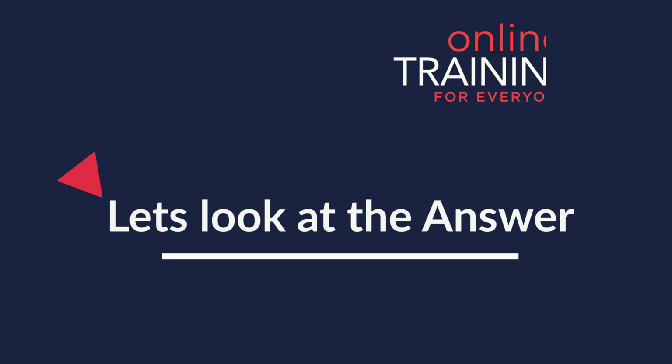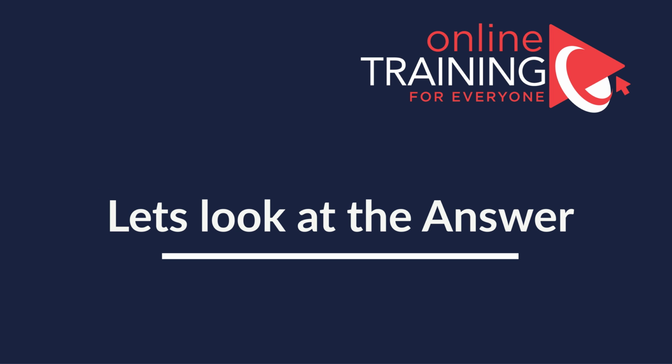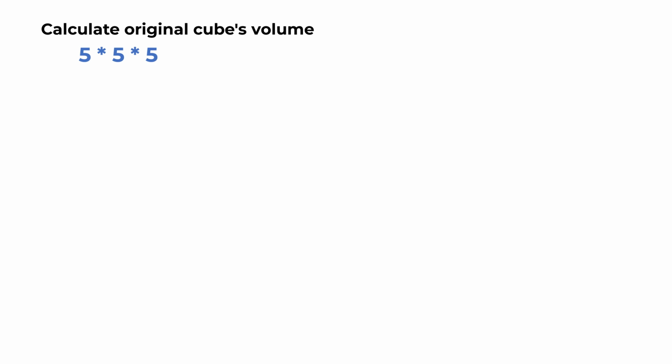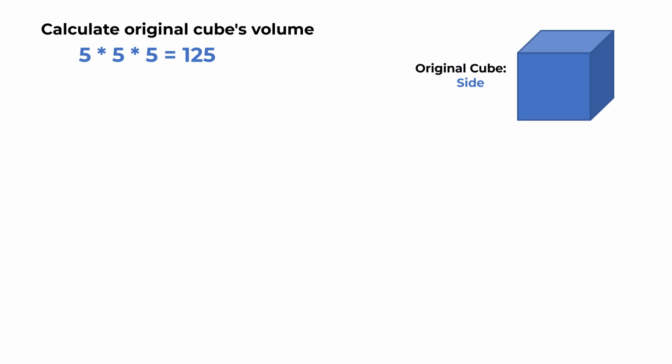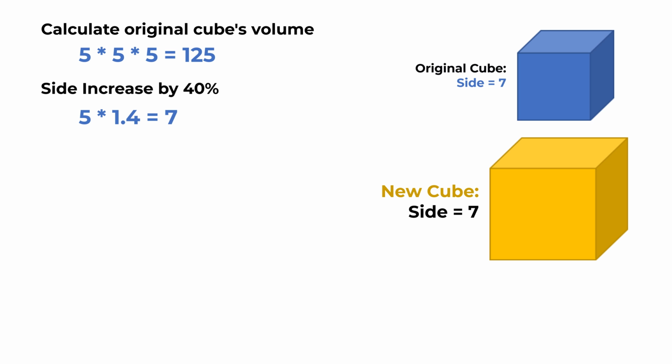To get to the correct answer, the first step in the calculation process is to calculate the original cube's volume. 5 multiplied by 5 multiplied by 5 equals 125. Now let's increase the size by 40%. 5 multiplied by 1.4, which is the 40% increase, equals 7, which means that the side of the new yellow cube is 7. So the volume of the new cube can be calculated as 7 multiplied by 7 multiplied by 7, and the result will be equal to 343.